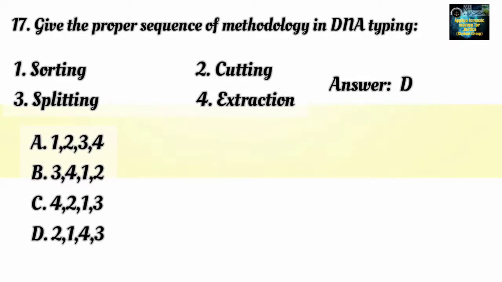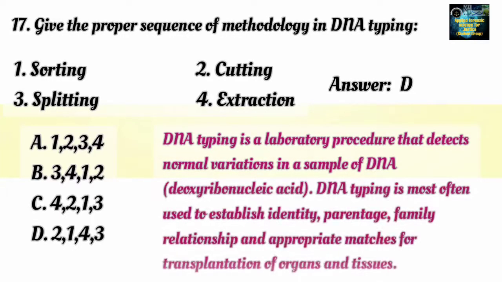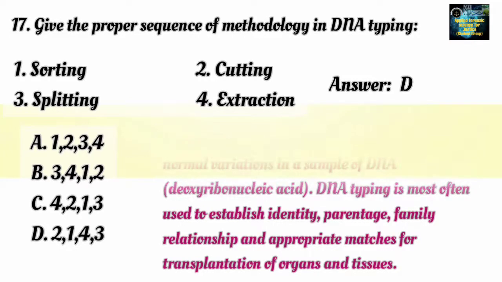2, 1, 4, 3. That is cutting, sorting, extraction and splitting. DNA typing is a laboratory procedure that detects normal variation in a sample of DNA. DNA typing is most often used to establish identity, paternity, family relationship and appropriate matches for transplantation of organs and tissues.